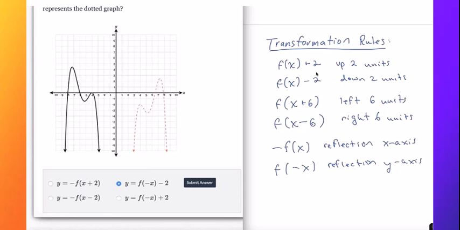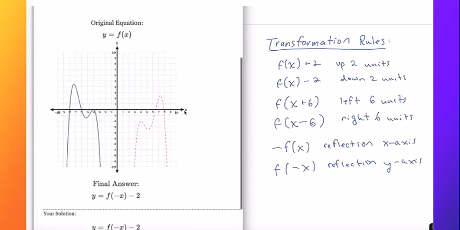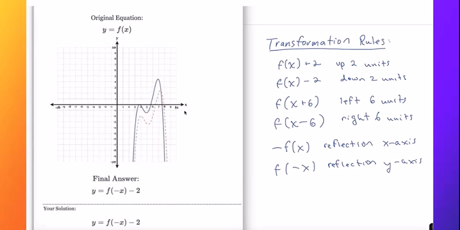So the adding and subtracting outside goes up or down the way you would expect. So let's look at the picture. The first negating of x reflects over the y-axis, and then the -2 makes the graph go down.